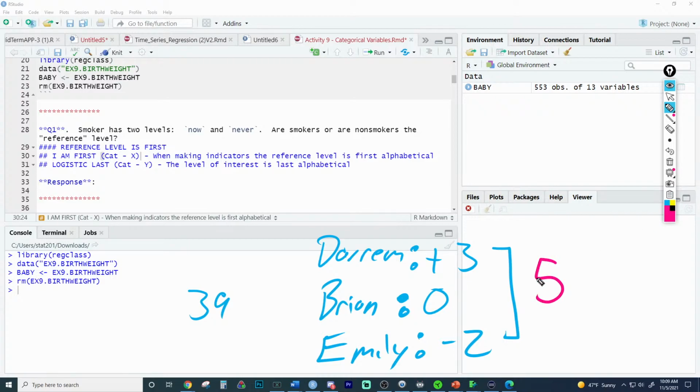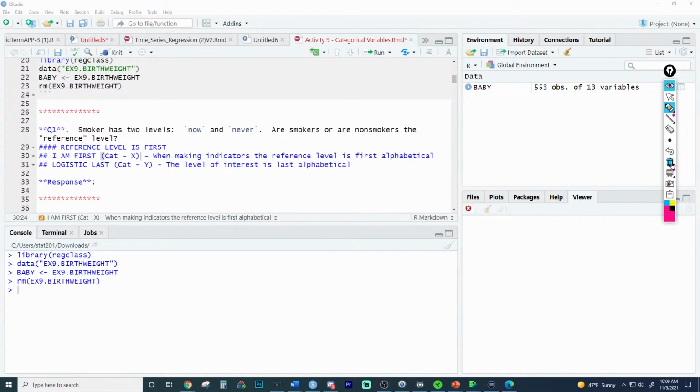So Brian is the reference Y again because Brian is first. It's not quite how we do it, but it's a good example to understand how we would assign the reference level right here. Brian would kind of be the reference child. I'm also the reference person. I've got the first alphabetical name in my family. So everyone would be compared to Brian. So when we do comparisons right here for this data, we are going to compare now to never.